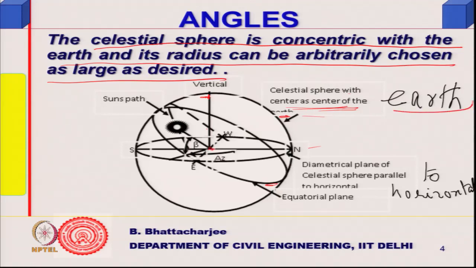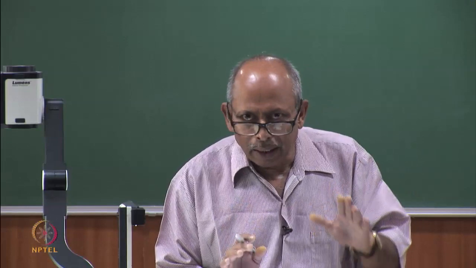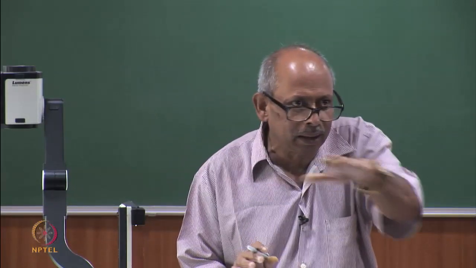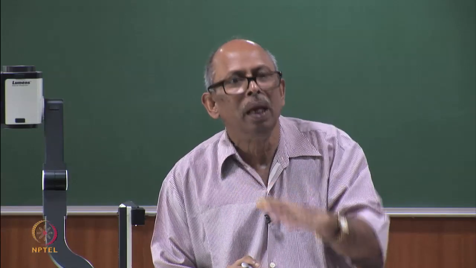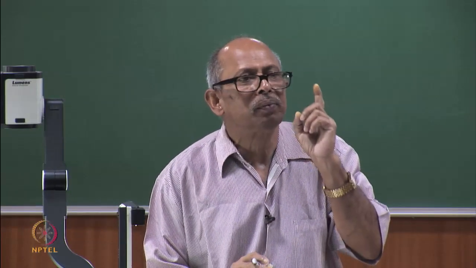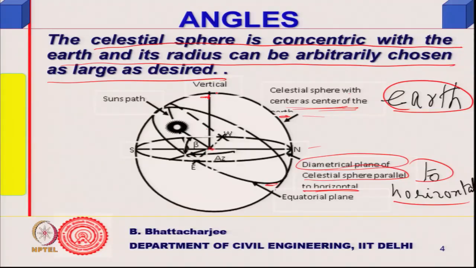So, this is the horizontal celestial sphere with the center as the center of the earth, and a diametrical plane of the celestial sphere parallel to the horizontal surface. This was not readable, so I just made it like this. So, this is parallel to the horizontal at that particular location. Normal to this is vertical. I have the center of the earth and a circle parallel to the horizontal at the center, and perpendicular to that will be vertical.